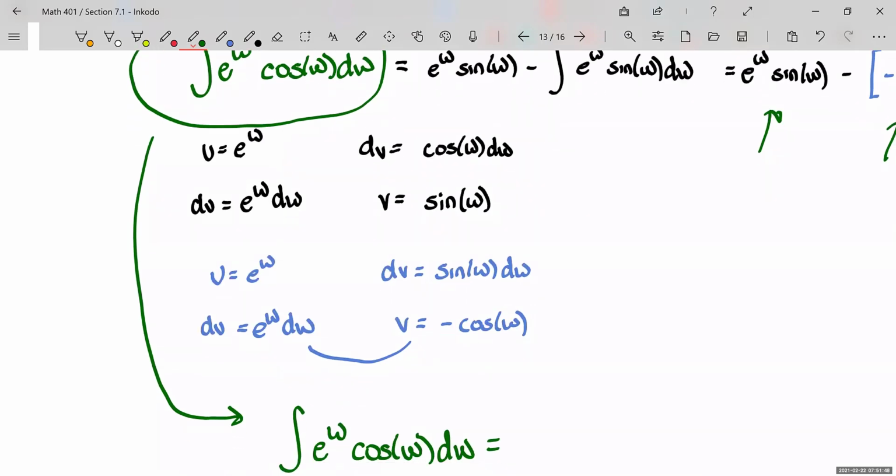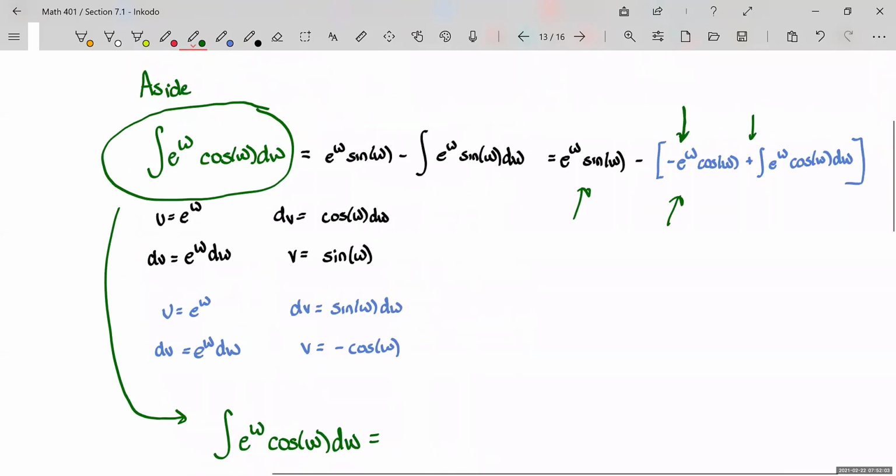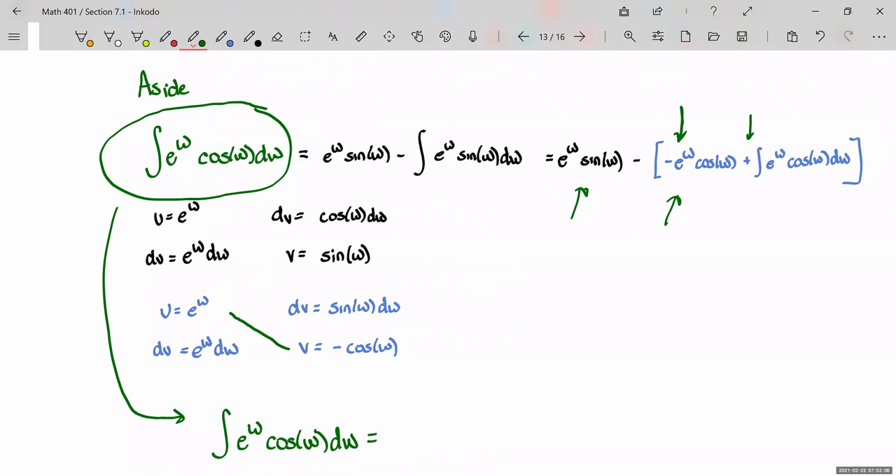And you get e to the w, its derivative is just regular old e to the w. And then dv is sine of w, dw, the antiderivative of sine of w is the negative cosine of w. And so that's why v times u, or u times v, is negative e to the w cosine of w. And then that's this part right here. That's where that negative came from. And then normally you would say minus the integral of, right? So minus the integral of v du, but v has a negative in it. So I just pulled that negative out, became positive. That's all.